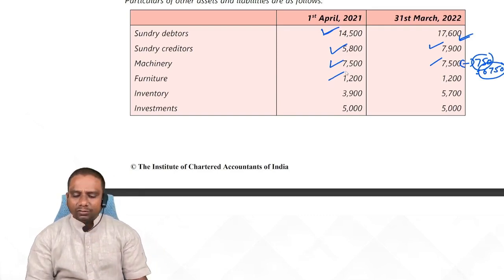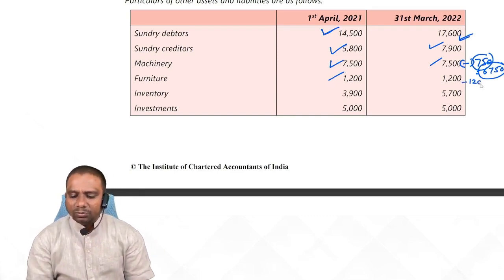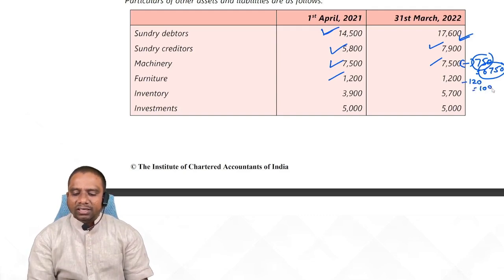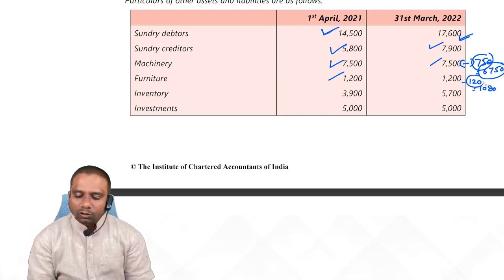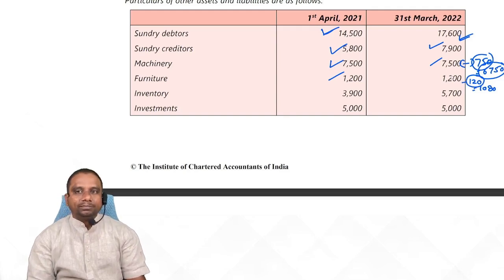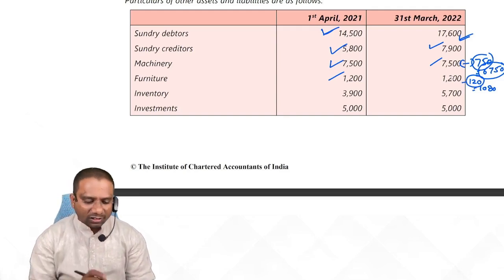Next one, furniture. Opening balance sheet asset. On furniture also we have 10% depreciation, 120. Remaining 1,080 is shown on the asset side of the new balance sheet and 120 rupees P&L account debit. Don't forget this important adjustment.